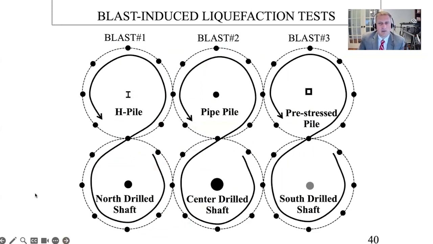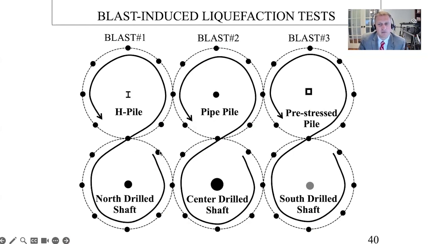So as I mentioned, this is how it was done. We did a figure-8 pattern for each blast event. And so the first blast event, we started near the north shaft. We work our way around that. That's directing all energy into the north shaft. And then we work our way around the H pile. That's directing all energy into the H pile.